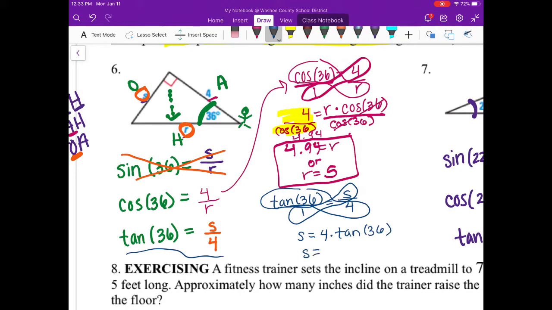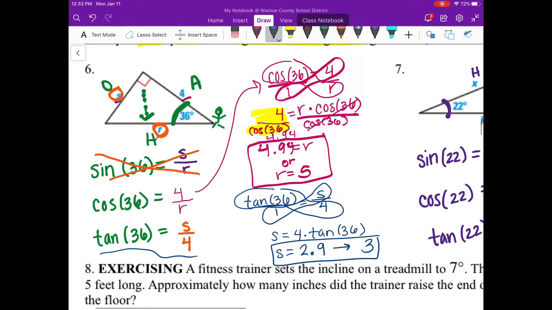So this one's nice because I just have to put that in my calculator, 4 times tangent of 36, and I end up with 2.9. Or if you round, you could also just say 3. Usually in the instructions, we're going to tell you how to round if needed. So either 4.9 or 5 for the first one, and 2.9 or 3 for the letter s. So that's how we use these proportions to solve for the missing variables.